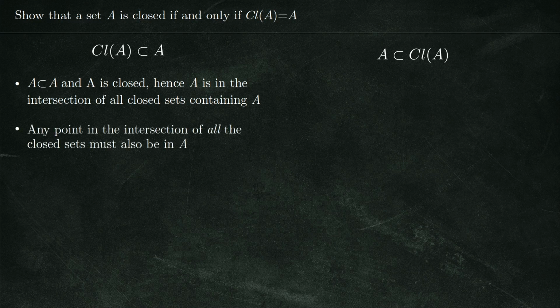Therefore, any point that's in the intersection of all of the closed sets containing A must also be in A, and therefore the closure of A is in A. All right, I'm going to have a go looking at proving that A is a subset of the closure. However, if you can't see it, that's okay. It'll be a very similar proof when we do a similar theorem for the interior.